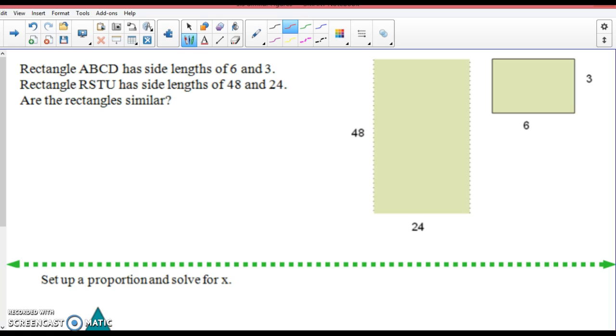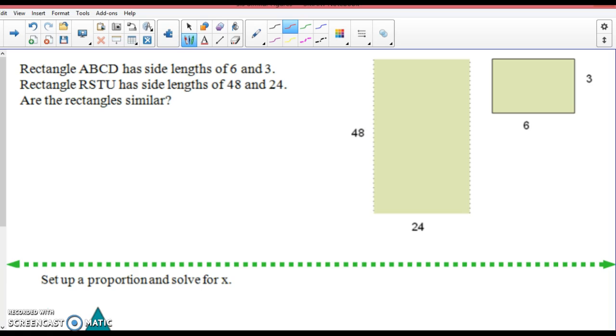Rectangle ABCD has side lengths of 6 and 3. Rectangle RSTU has side lengths of 48 and 24. Are the rectangles similar? Well, first of all, what do we know about angles in a rectangle? They're all 90 degrees. So all the angles are definitely congruent because they said they're rectangles.